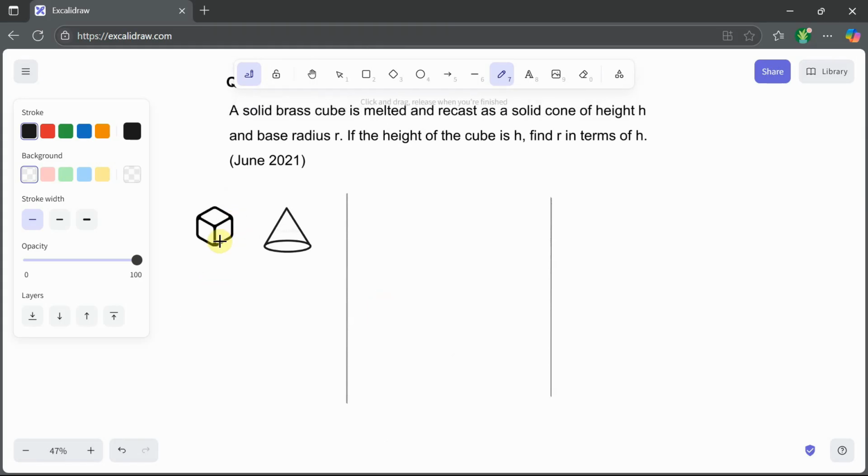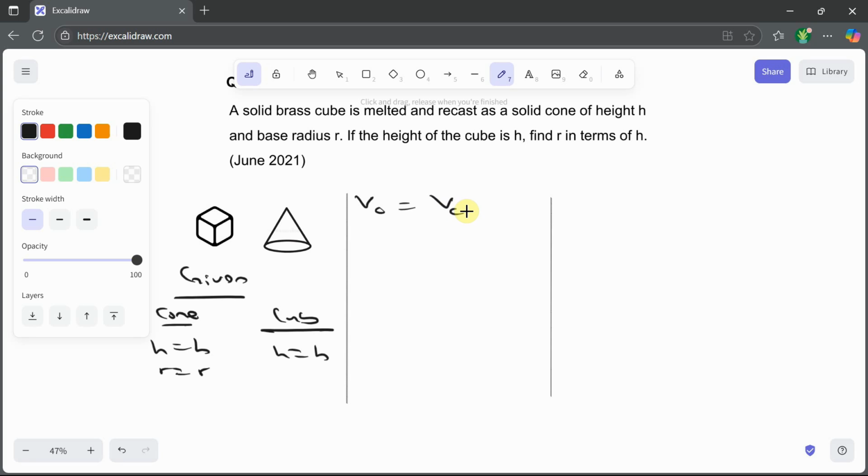So you have a solid cube, you melted it to form a cone. The volume of the cube in terms of value will also be the volume of the cone. That's one thing you need to know. So if we are given for the cone that the h is h, the r is r, and then for the cube the h of the cube is h, then find r in terms of h. Great. So like I said, the volume of the cube is equal to the volume of the cone.